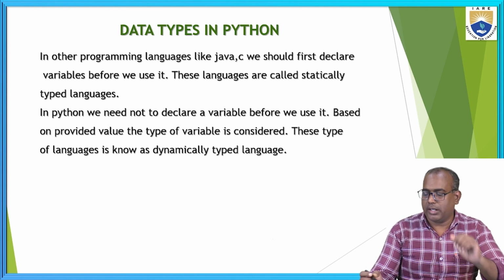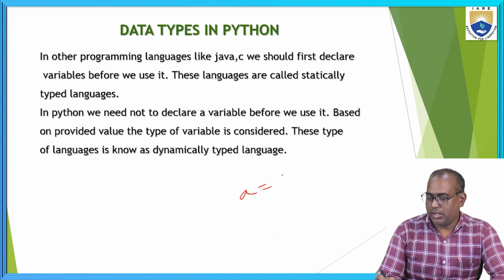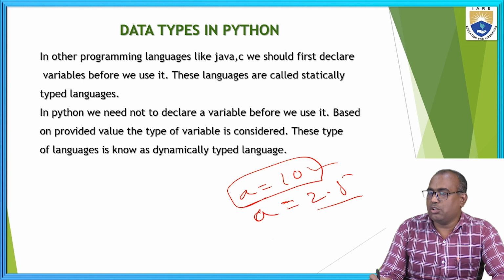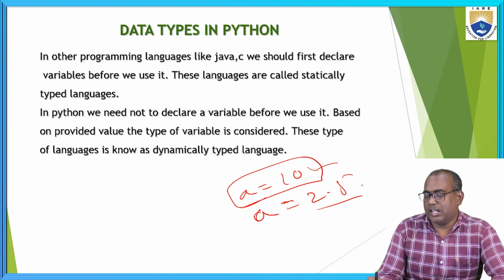Suppose here a is equal to 10. The type of the variable is decided by the value 10. If we assign a is equal to 2.5, now the value is 2.5, that is float, which means the type of the variable is decided as float.